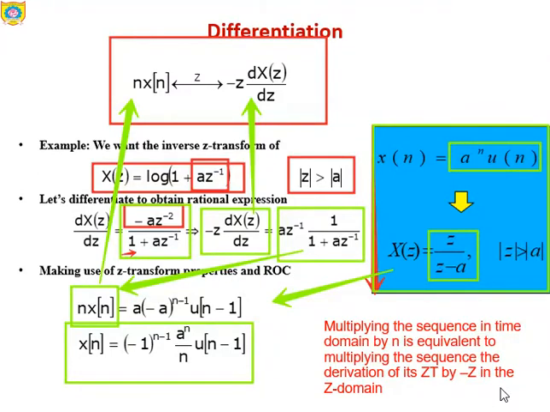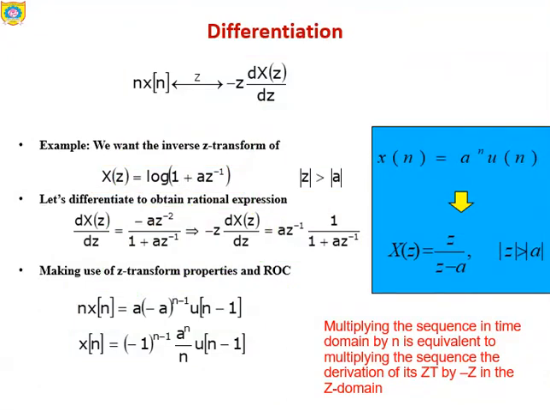So this is how we get x of n from X of z by the application of the differentiation property. We can conclude here that multiplying the sequence in time domain by n is equivalent to multiplying the derivative of its z transform by minus z in the z domain. So this is all about the differentiation property.